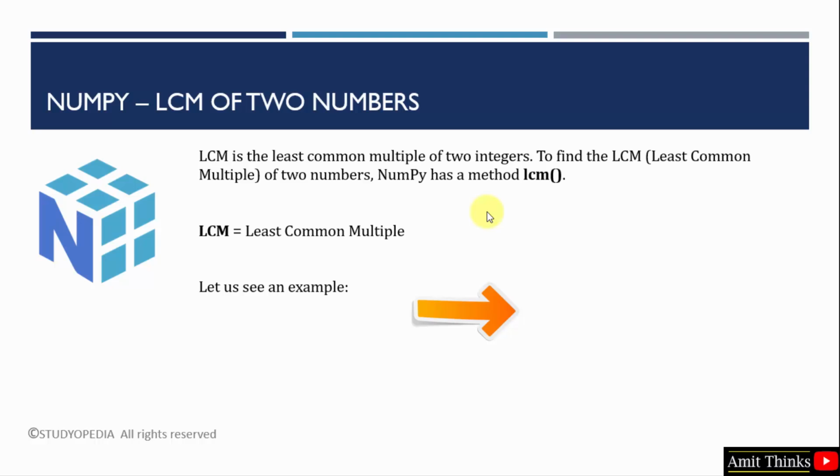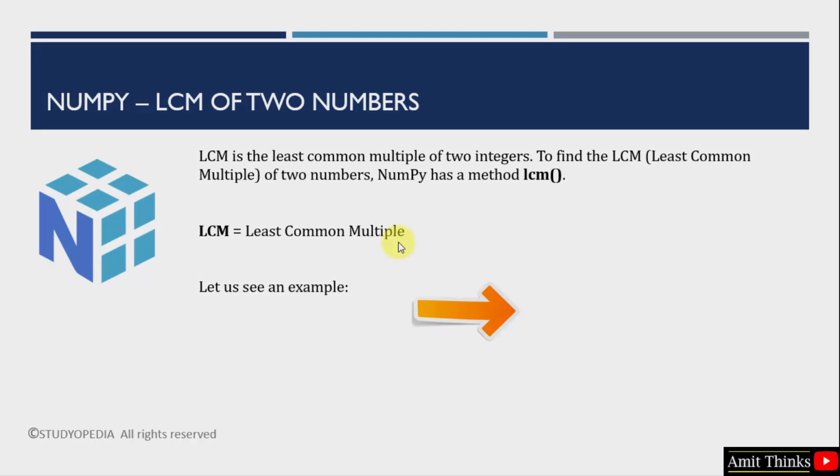First would be how to find the LCM of two numbers. Now what is LCM? LCM is the least common multiple of two numbers. Okay, for that NumPy has a predefined function, or you can say a built-in function known as LCM, which stands for least common multiple, because you are finding the least common multiple of two numbers. That is the least number that divides both the numbers.